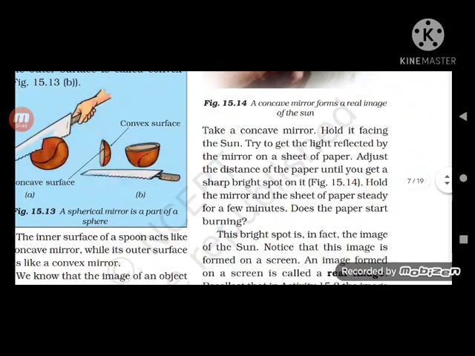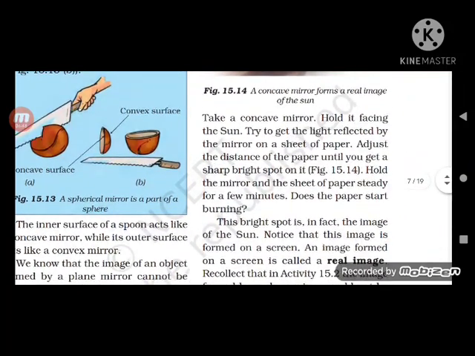Take a concave mirror, hold it facing the sun, try to get the light reflected by the mirror on a sheet of paper, and adjust the distance of the paper until you get a sharp bright spot on it.